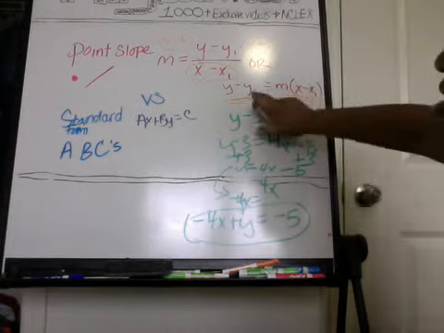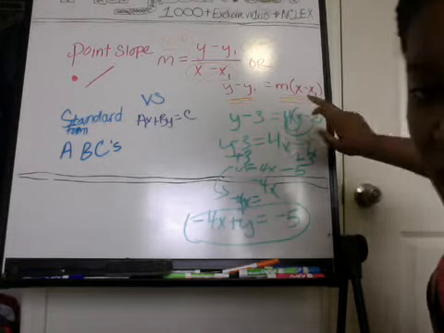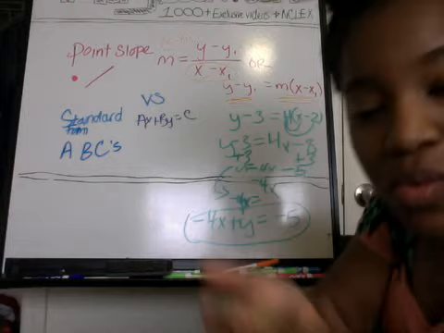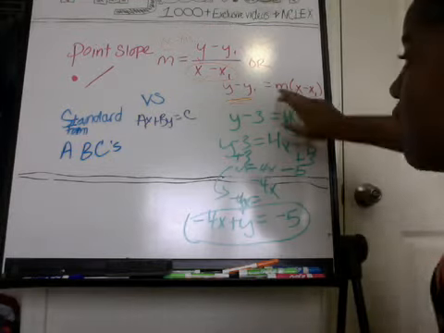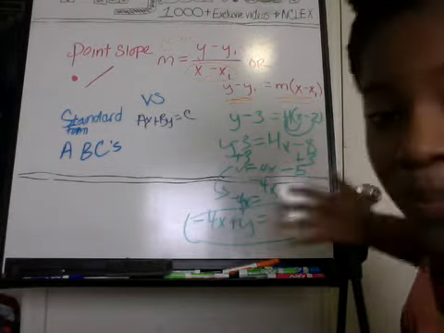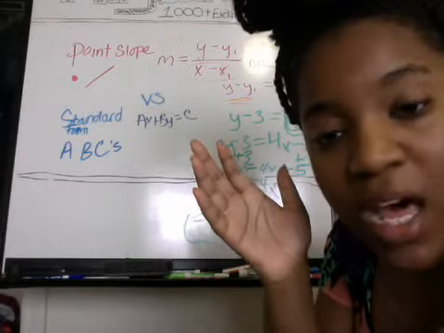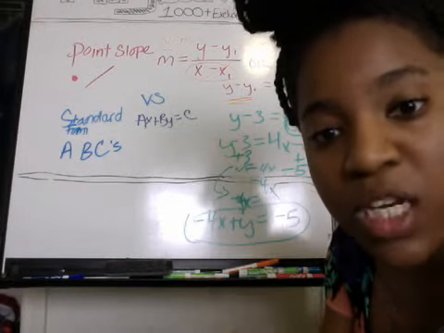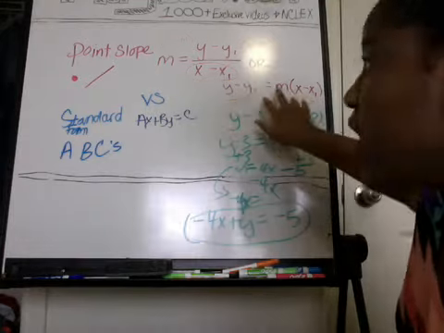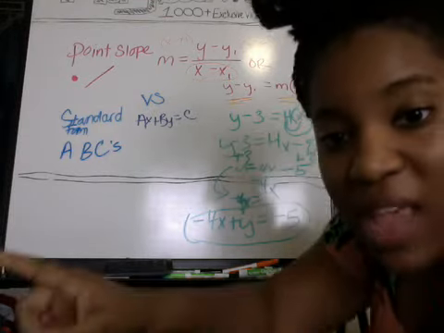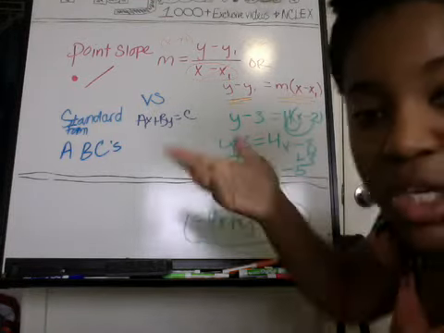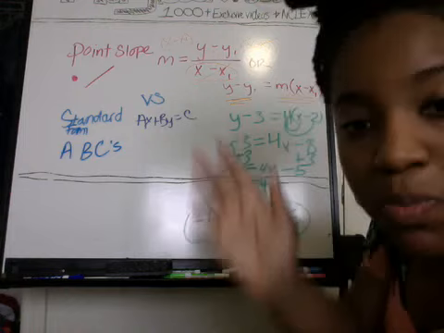So we just inserted some points in here that were given to us by our problem and our slope. And what do we do? We solve that equation. We put all of our x's and y's on one side, and then on the other side we just put our number, right? And then you get that standard equation.